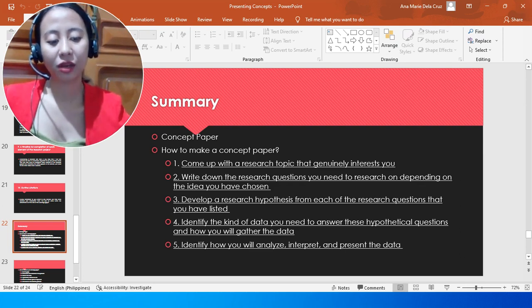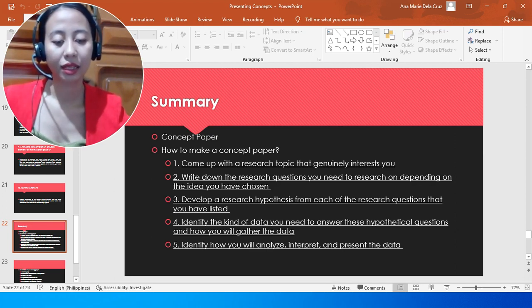Develop a research hypothesis from each of the research questions that you have listed. In each question, you have to make a hypothesis. Identify the kind of data you need to answer these questions and how you will gather the data, your technique, right? And lastly, identify how you will analyze, interpret, and present the data. That is how you make your concept paper.